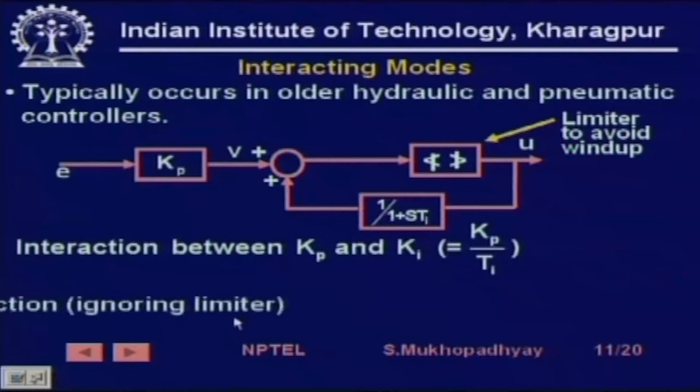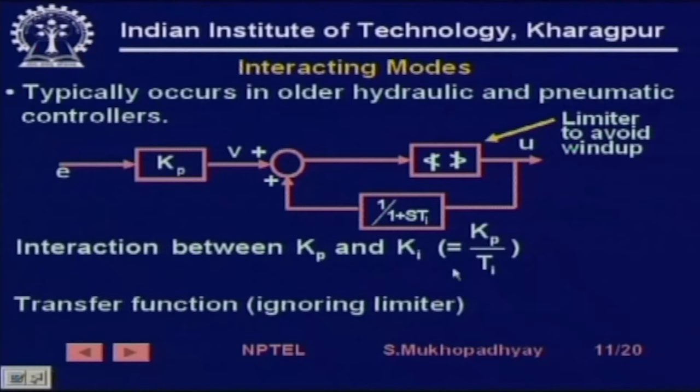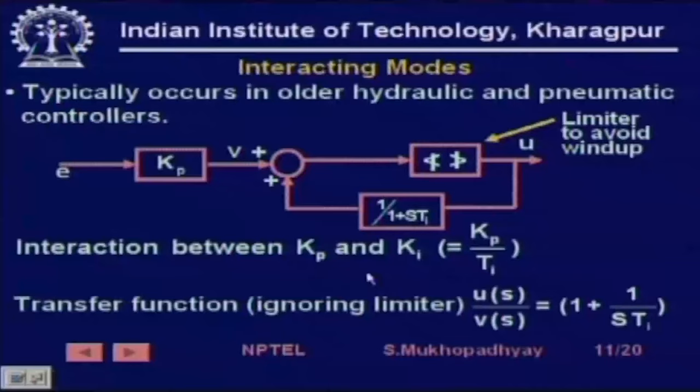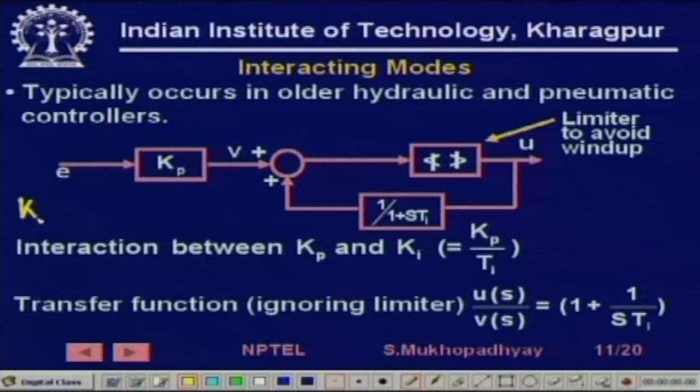And the transfer function between V and U, ignoring the limiter, this is a limiter, that is if the value goes beyond a certain value, it will limit it, if it goes below a certain value, it will also limit it. If you ignore the limiter for the time being, then you will find that the transfer function between U and V is given as 1 plus 1 by sTi. So when you multiply it by Kp, you get the transfer function of a PI controller, okay. So basically what you have realized is the same transfer function, that is Kp into 1 plus 1 by sTi, but you have realized it in this way.